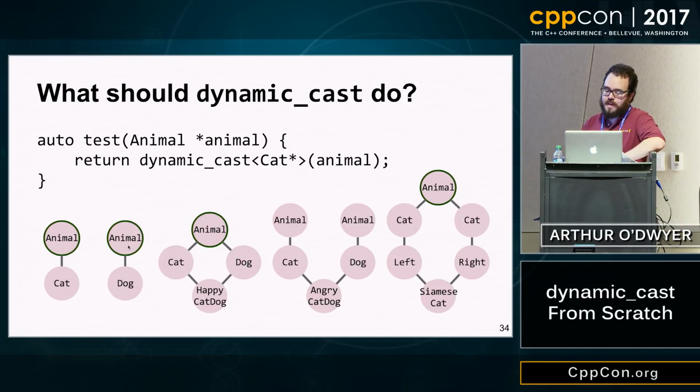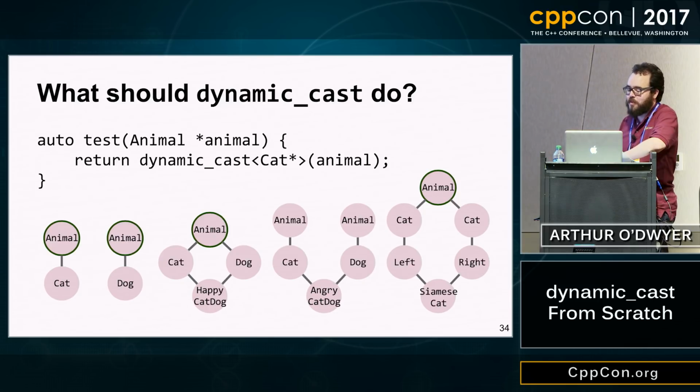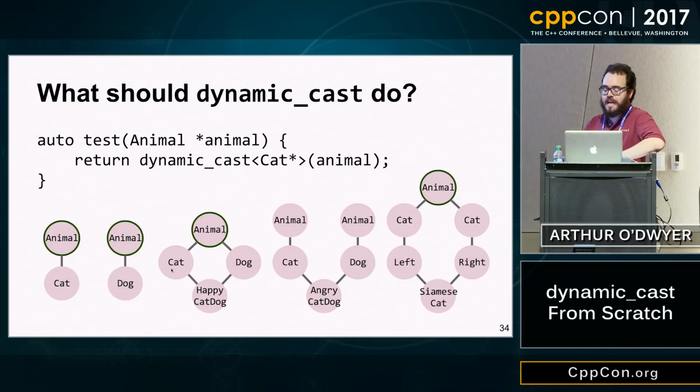Okay, so I have a pointer to this animal. I say, give me this cat, and it gives me null because this animal is not a cat. Now I have a pointer to this animal, and I say, give me this cat. Now in this case, this animal is a base object of a happy cat dog, which is a cat. Besides which, this animal is a base of a cat, so it says, sure, here, have this cat. Gives me a pointer to this cat.